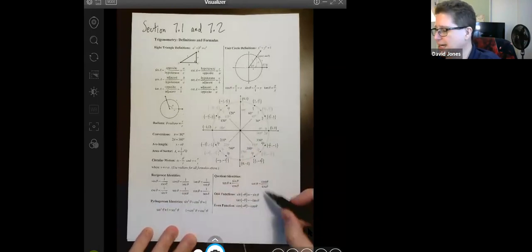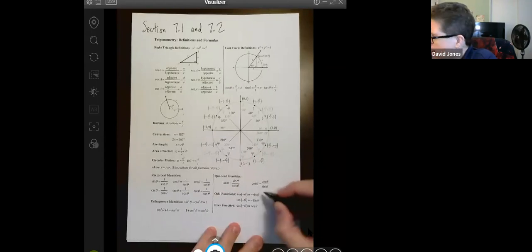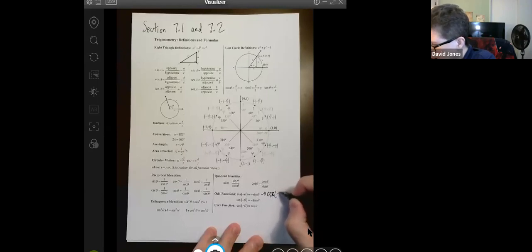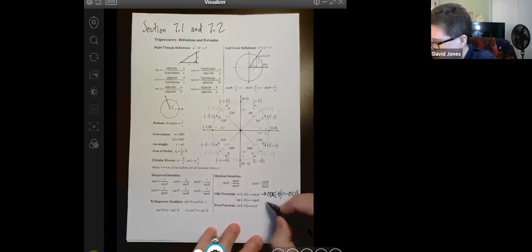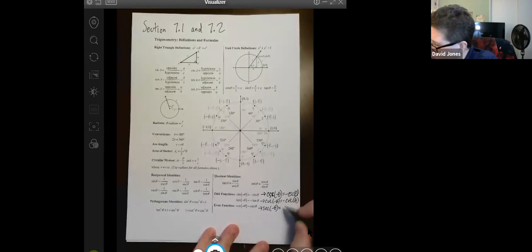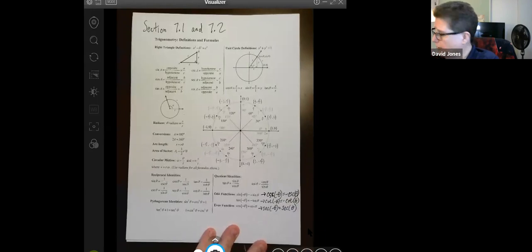You should know tangent and cotangent. I mentioned the odd functions. These apply to their reciprocals as well. So cosecant of negative theta is equal to negative cosecant theta. Cotangent of negative theta is equal to negative cotangent of theta. And secant of negative theta, cosine is the even function. It's the only one that's even here. When you do plug in negative theta, it's the same thing as positive theta. All right. So those are the odd and even functions.